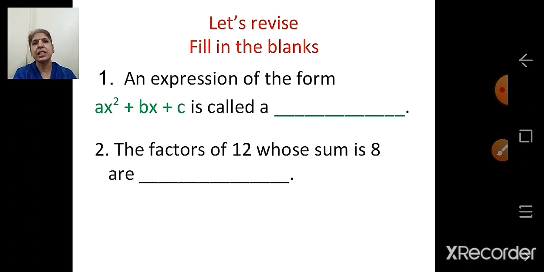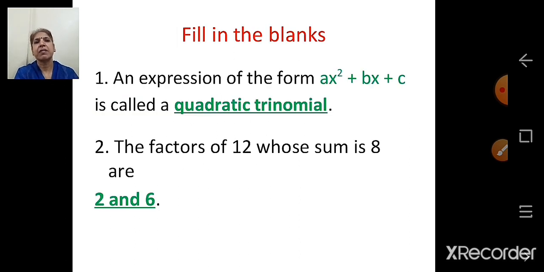Okay, wrote the answers. Now let's check the answers. First one, an expression of the form ax square plus bx plus c is called a quadratic trinomial. There are three terms, so it is trinomial. And the highest degree of the variable x is 2, so it is called quadratic trinomial. Next one, the factors of 12 whose sum is 8. So the answer is 2 and 6. Their product is 12, and if you add them, their sum is 8.